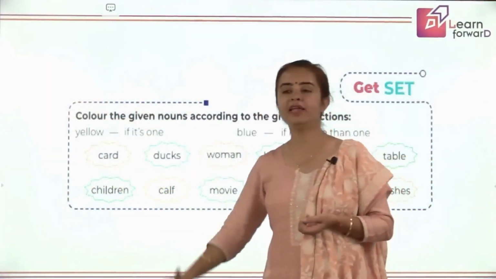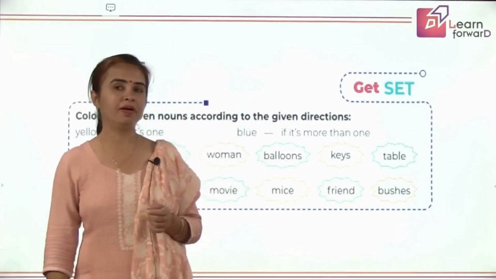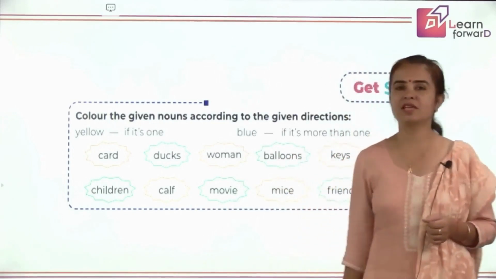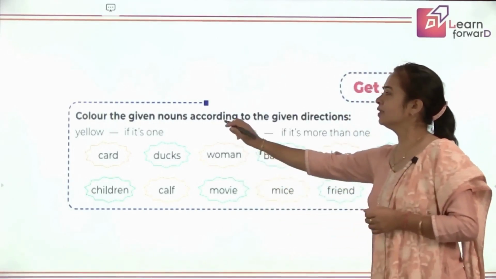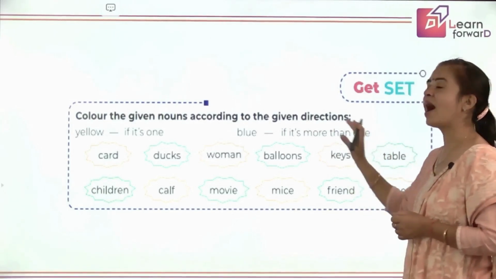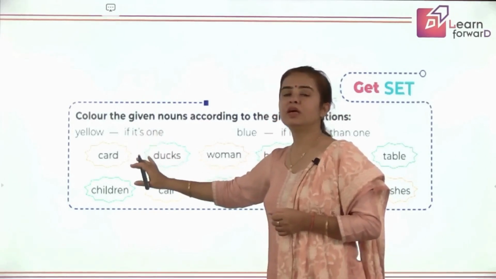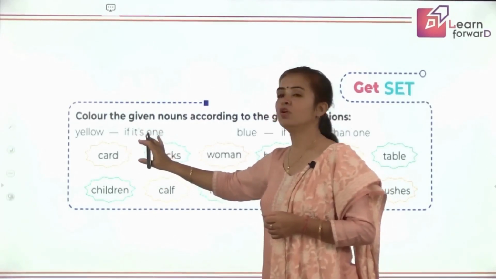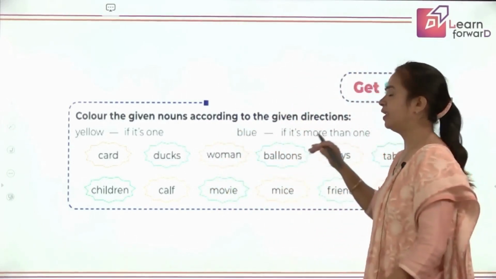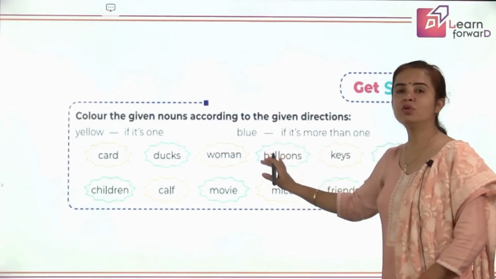You have already learned about singular and plural in your previous grade, students. Do you remember? Yes, that's wonderful. So let's do a warm-up exercise today. Color the given nouns according to the given directions. Here you have some words. Yellow is to be colored if your noun is one, that means you are talking about a singular noun. And if it is plural, it is many, more than one, you have to color that blue.